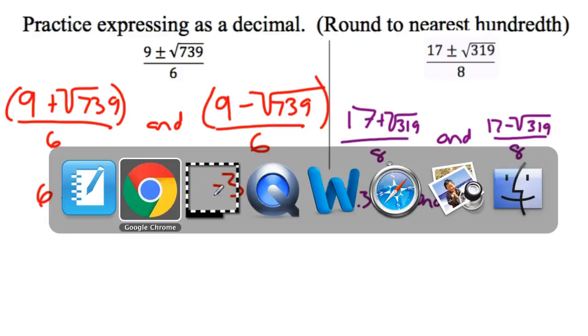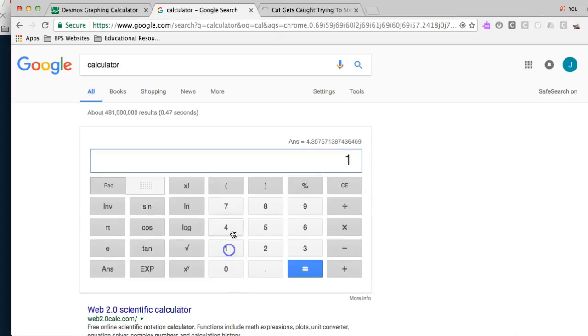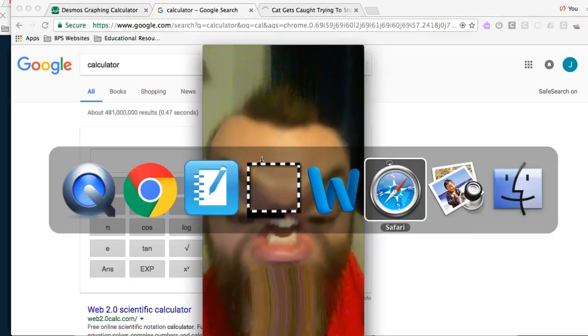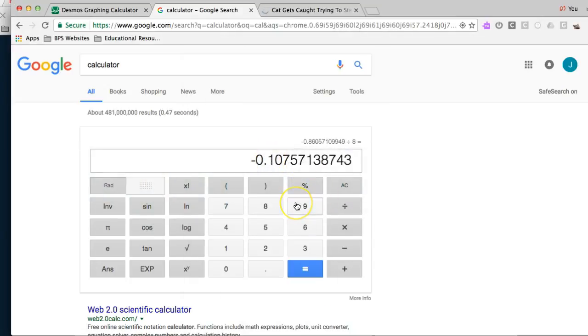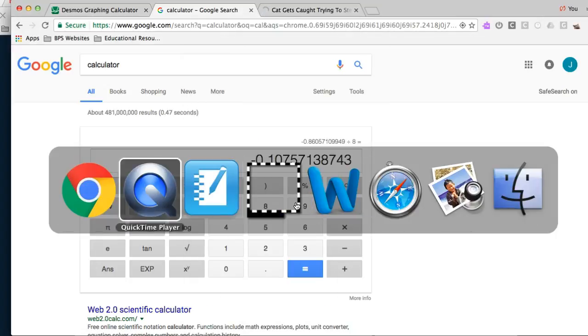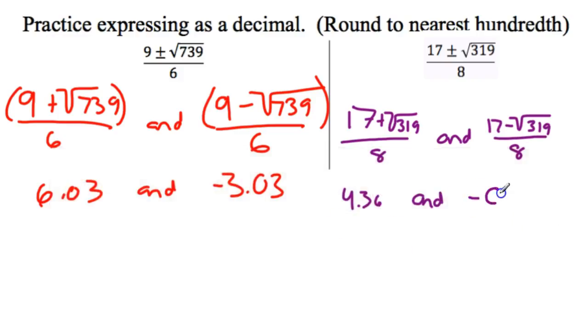And now let's do the other one. 17 minus the square root of 319 divided by 8. 17 minus the square root of 319. Then you hit equals. Then you divide by 8, and that's a negative 0.107. I want 2 decimals, so it's going to be negative 0.11. Negative 0.11. And that's it.